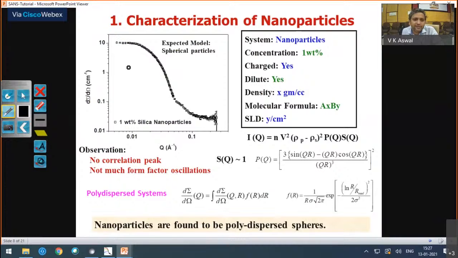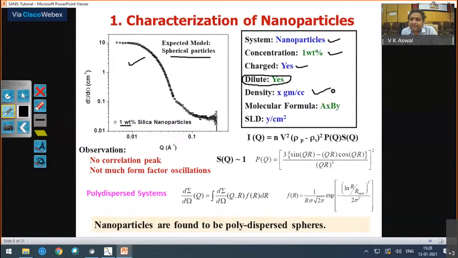When we measure silica nanoparticles, we will get this kind of scattering profile. What information do we already have? These are nanoparticle systems, so obviously we expect these may be spherical particles. The concentration we know: these are 1 weight percent nanoparticles. Are they charged? Yes. But is the system dilute? This is another very important parameter. Just recall P(Q) and S(Q). P(Q) is the intraparticle structure factor and S(Q) is the interparticle one. In the case of a dilute system, S(Q) is 1. So we know this system is dilute.